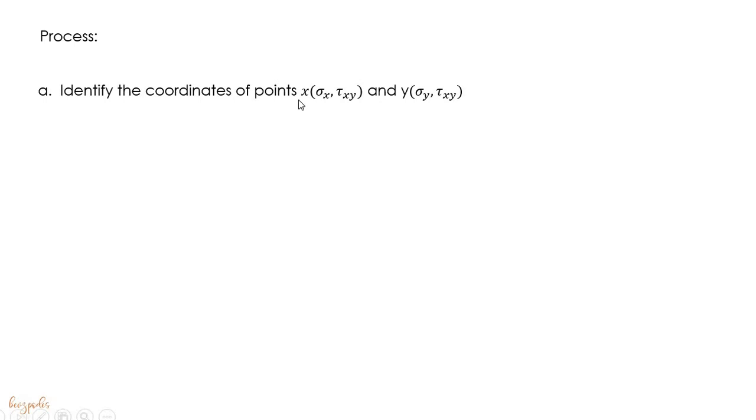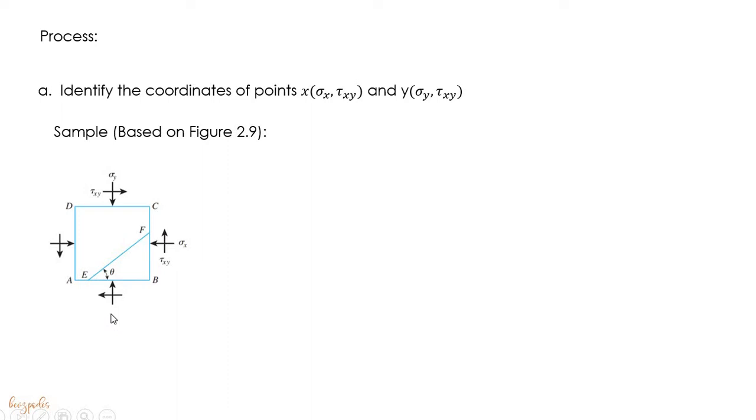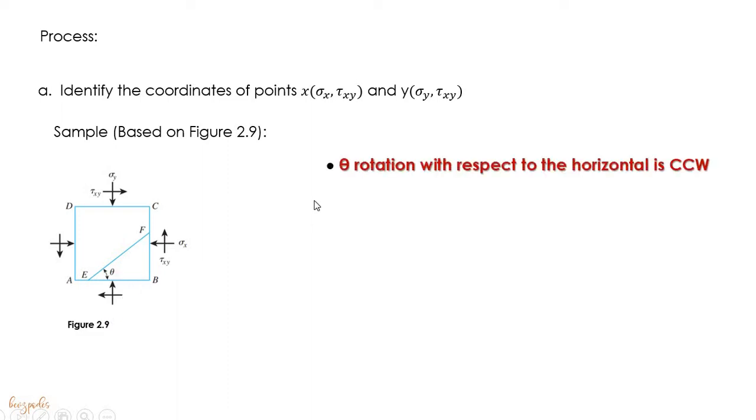So now, let's go to the process of drawing or plotting a Mohr's circle. The first step is to identify the coordinates of points x and y. So we have here a figure, a two-dimensional soil element. Observe that the angle of the rotation with respect to the horizontal is counterclockwise. So we have here plane AB, the horizontal plane, and then you have your plane EF. So the angle of the rotation with respect to horizontal is counterclockwise.